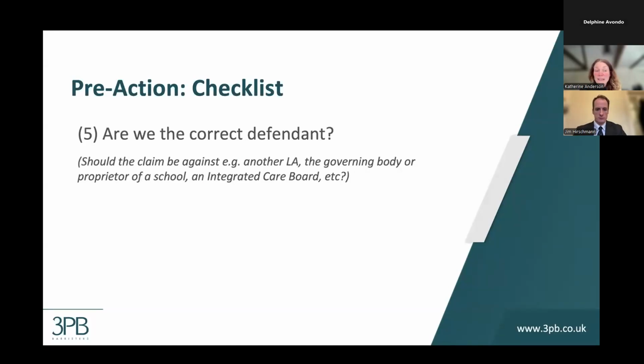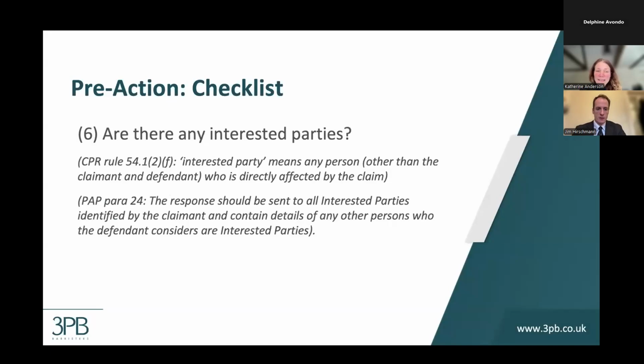Another question may be, are you actually the correct defendant? It may be that this particular claim is one that should be made against a different local authority, perhaps, or against a governing body or proprietor of a school, or possibly an integrated care board. Are there any interested parties? An interested party is a person who is directly affected by the claim, and the response should be sent to all the interested parties who are identified by the claimant in their pre-action protocol.